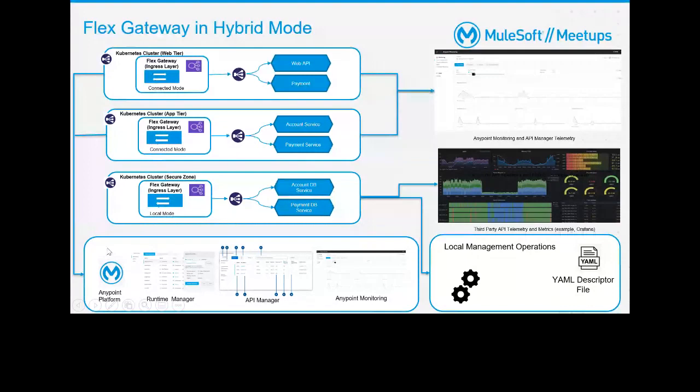Apart from that, for the Flex Gateway deployed in local mode, we are using an external logging tool and an external monitoring tool, basically Dynatrace and so on. So you can call this Flex Gateway in hybrid mode. So we have seen three patterns: Flex Gateway in connected mode, in local mode, and in hybrid mode. You can use any one of these Flex Gateway patterns depending on your requirements. Any questions?